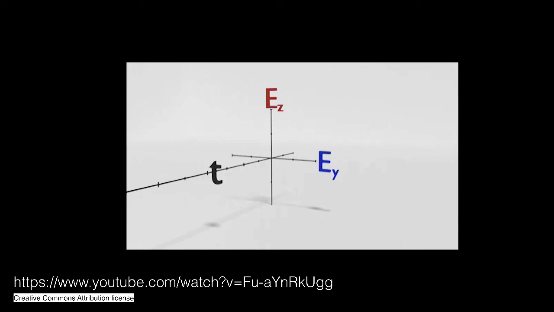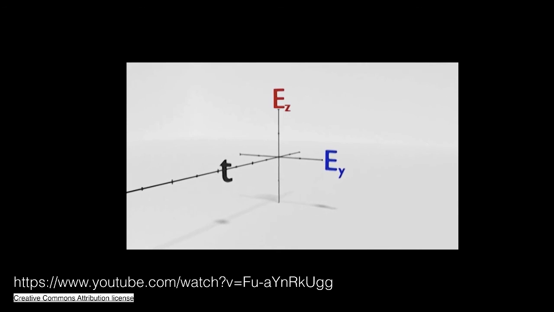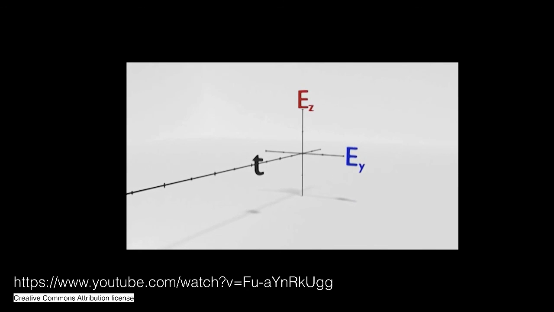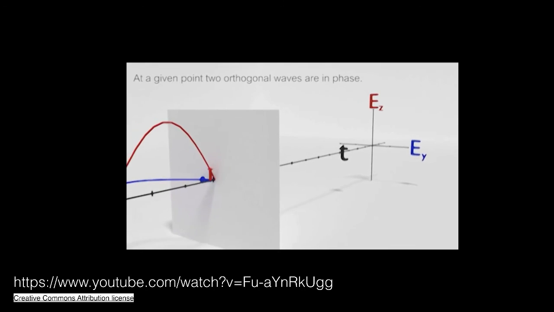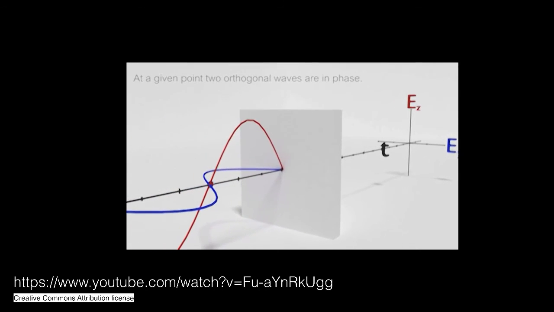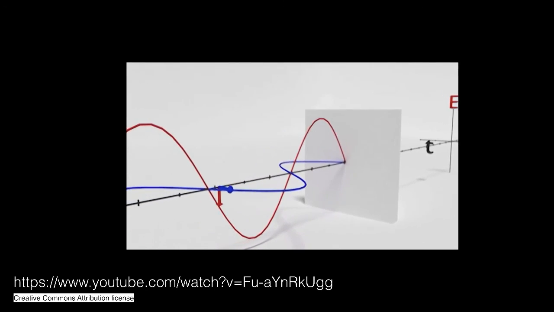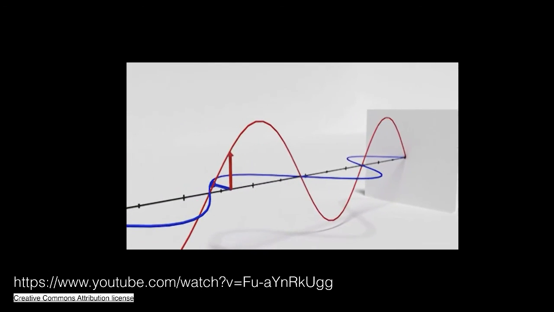I got this animation from YouTube, with a Creative Commons attribution license, and this video is actually very good for explaining linear and circular polarization. So basically, we start here. We're going to look at the wave going along the black curve, and we have two orthogonal waves, and they will be in phase. That means that they reach their minima and maxima at the same time, right? That's what it means to be in phase.